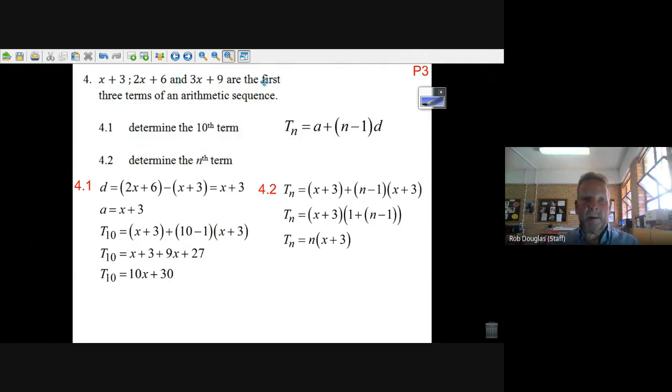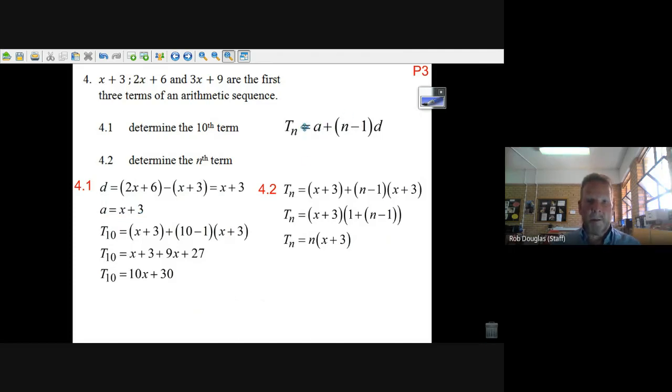Well, if they say arithmetic sequence, the big thing, and it's in your notes, is you can find the common difference just by subtracting two consecutive terms. The right term minus the left term, t2 minus t1. So if we go 2x plus 6 minus x plus 3, we get the common difference. Well, 2x minus x is x. 6 minus 3 is 3. So x plus 3 is the common difference. But hey, it's also the first term. A is x plus 3.